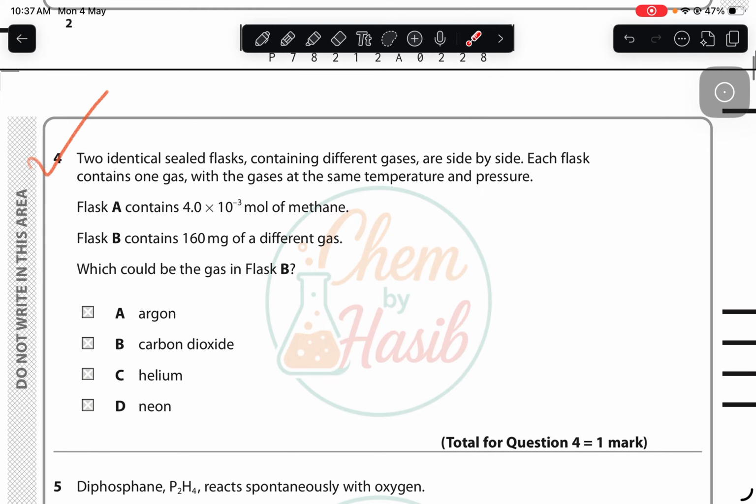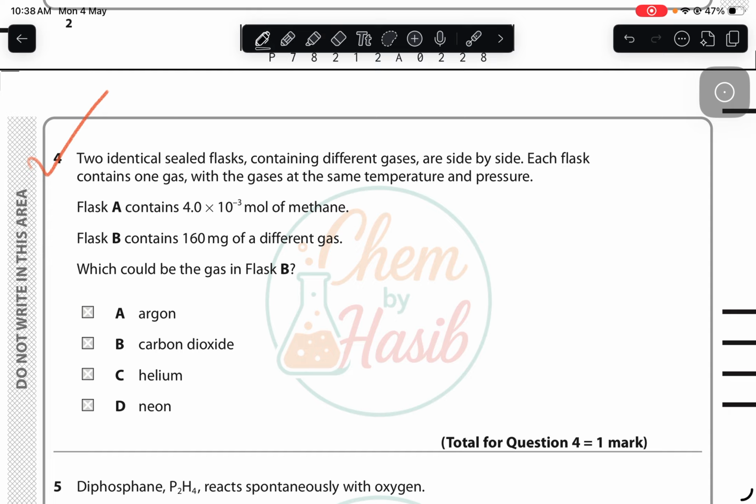Now these are two identical flasks, right? And they contain different gases. Each flask contains one gas, with the gases at the same temperature and pressure. If the gases are at the same temperature and pressure, and these are two identical sealed flasks, then these two gases must have the same number of moles. Since they are at the same temperature, the same pressure and the same volume, they must also have the same number of moles.